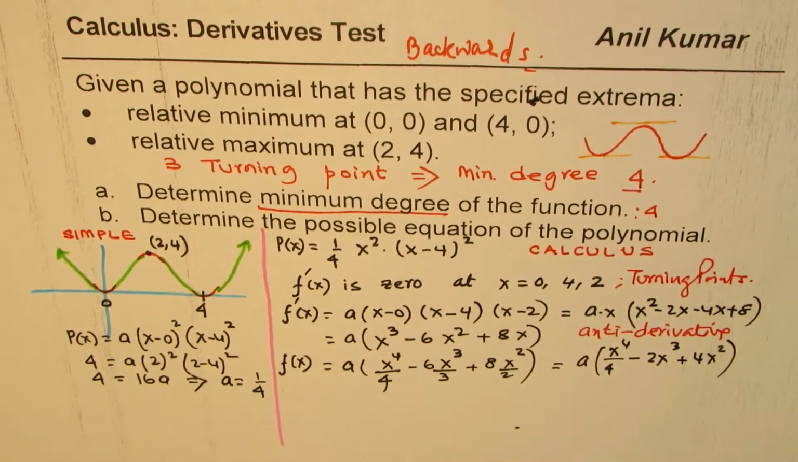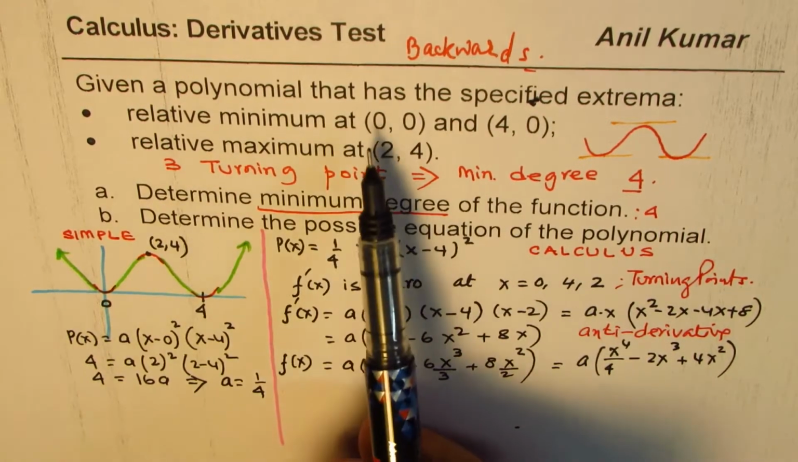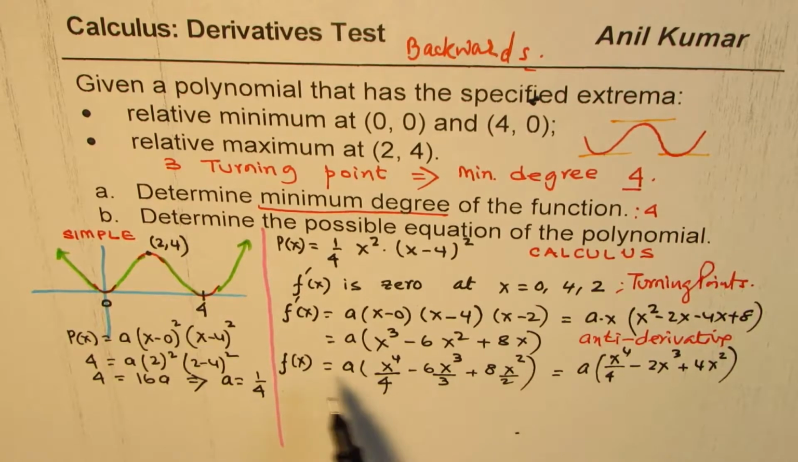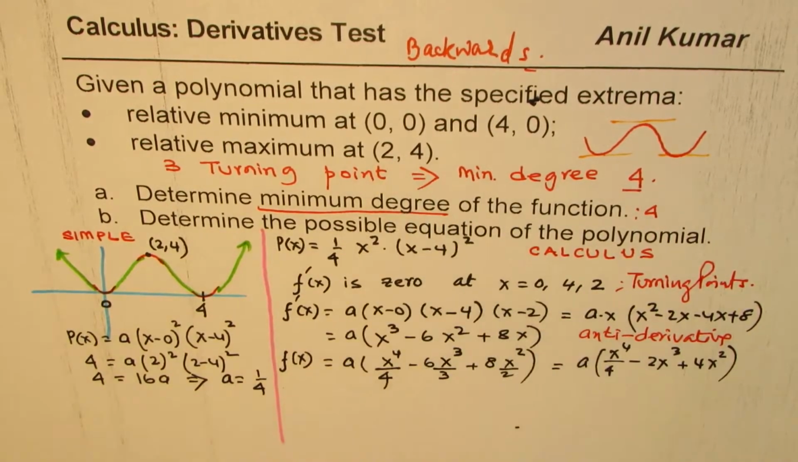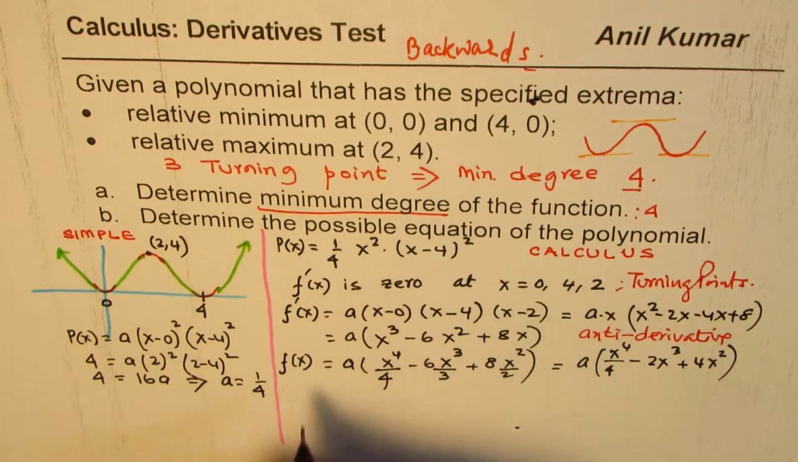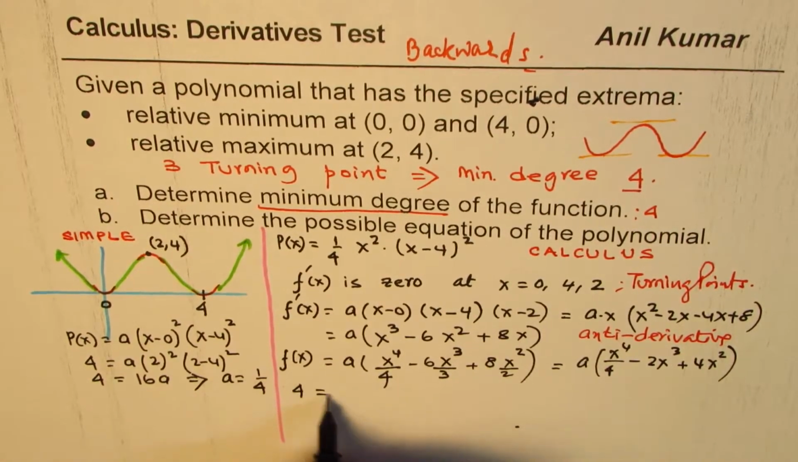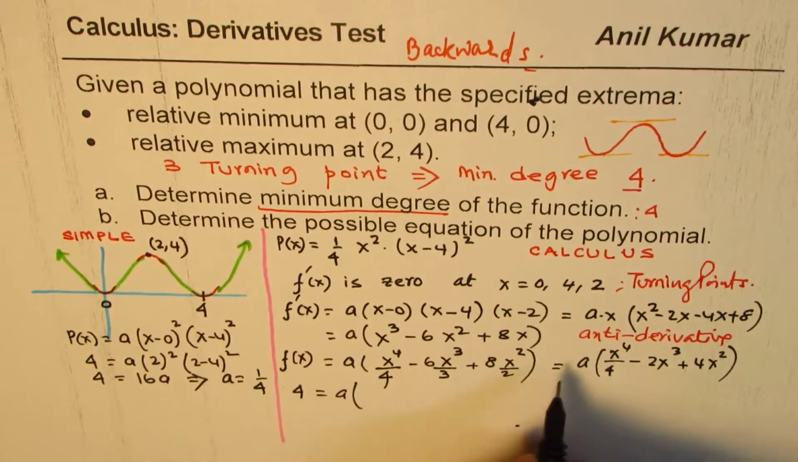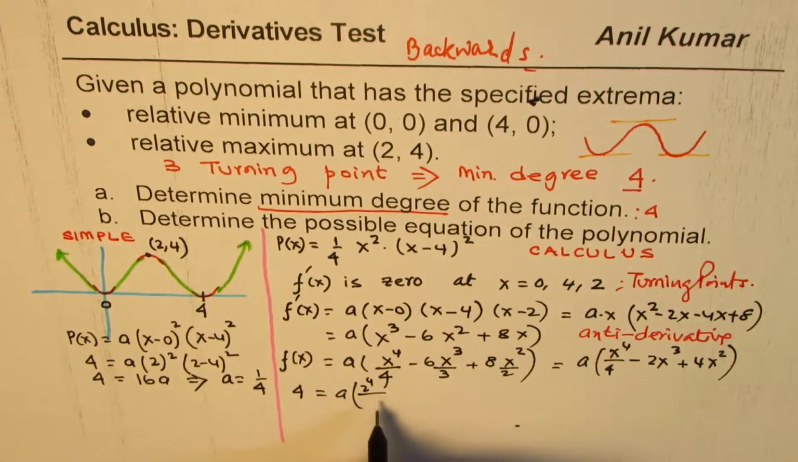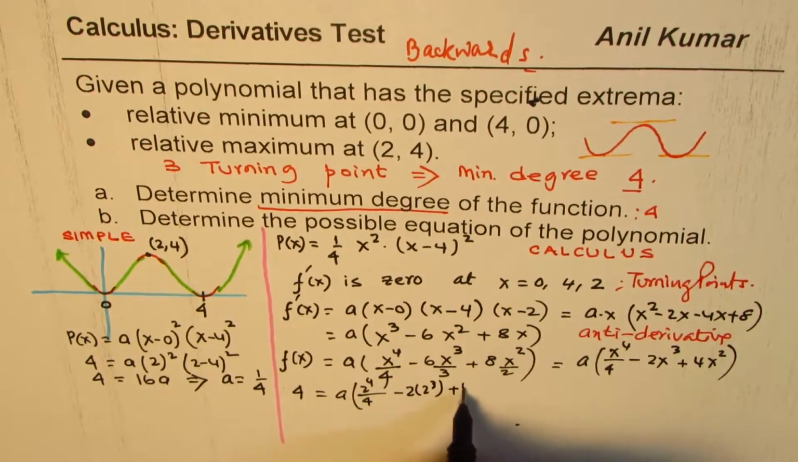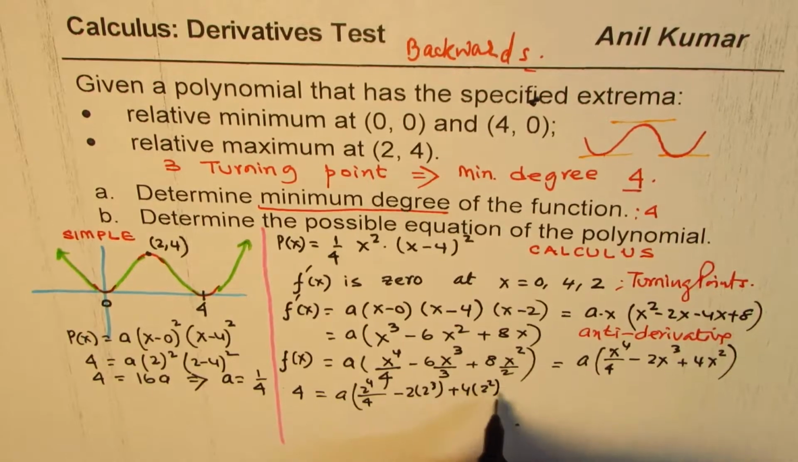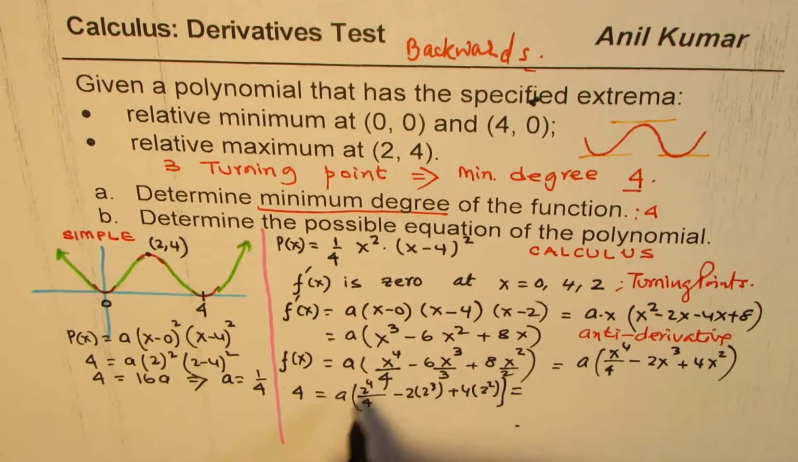So that is your polynomial, and to find a, we could use one of these points. If I use (0, 0), I really don't get any value for a, because a becomes 0. That is not the point. So we could use the point (2, 4). 4 is the value of f of x, and we'll use x equals 2 here. So a times 2 to the power of 4 over 4 minus 2 times 2 cubed plus 4 times 2 squared.